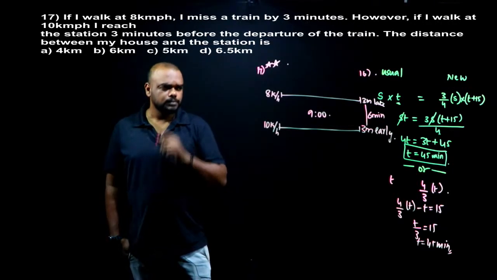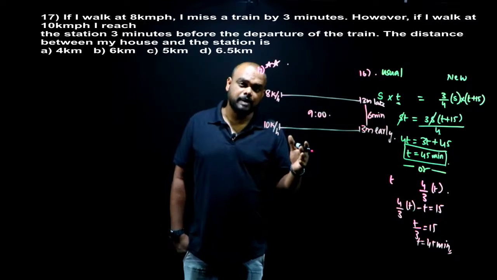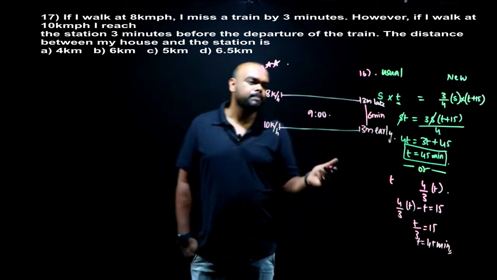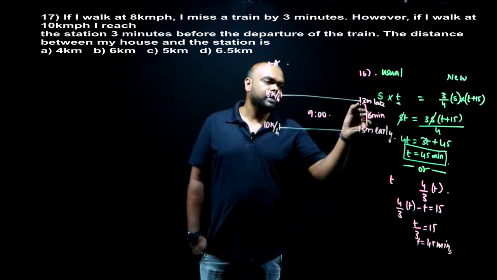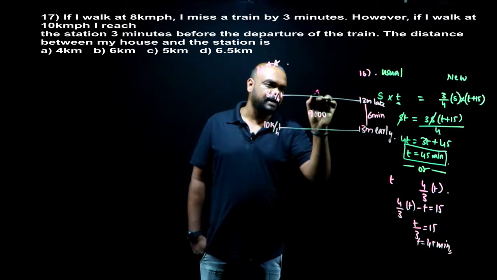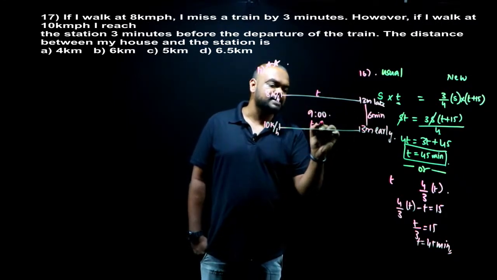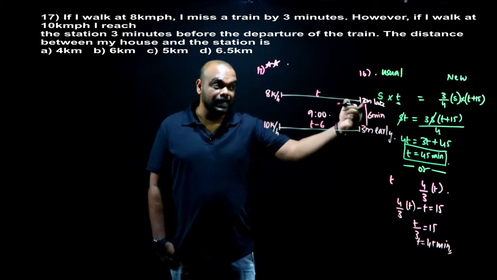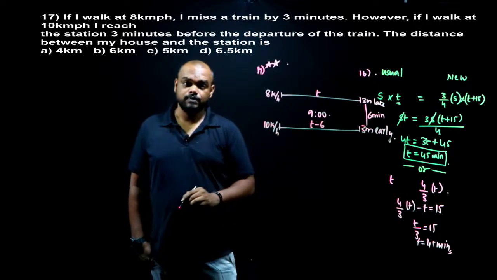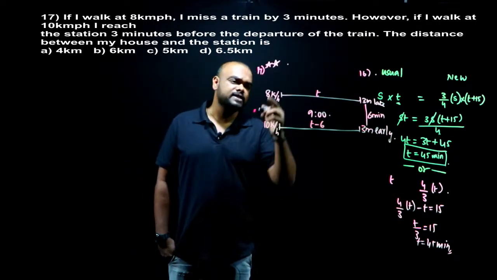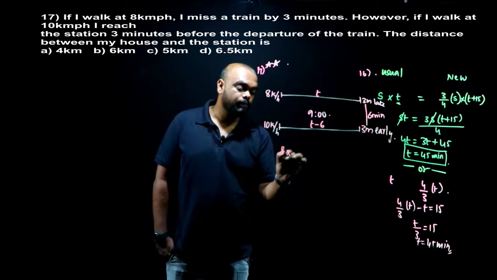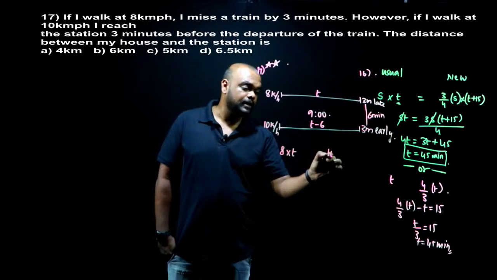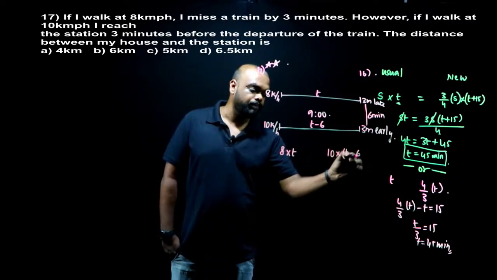Acha. There are multiple ways of solving this question, people. Let me give you one traditional method. Let us say here he will take t minutes. Then he will be taking here t minus 6 minutes. Why? Here it is 6 minutes early. Totally, the time difference here to here is 6 minutes. So we know speed into time is distance. In this case, speed into time is 8 into t. In this case, speed into time, that is 10 into t minus 6.